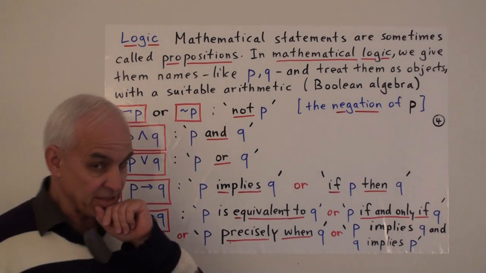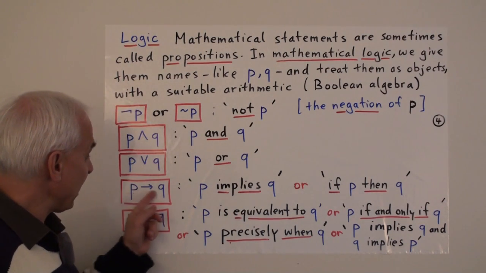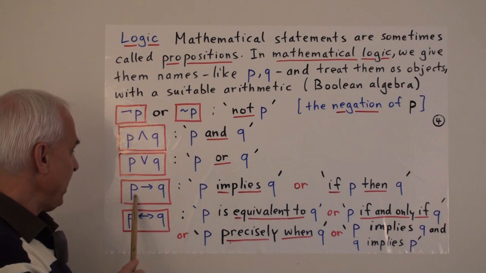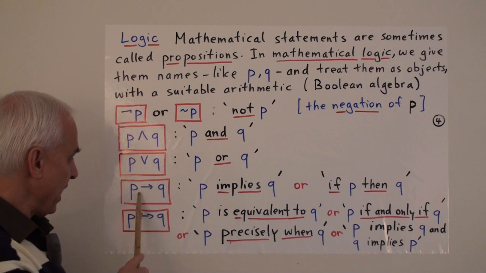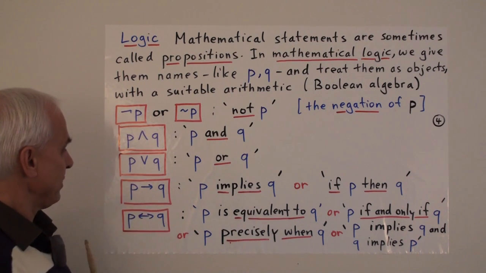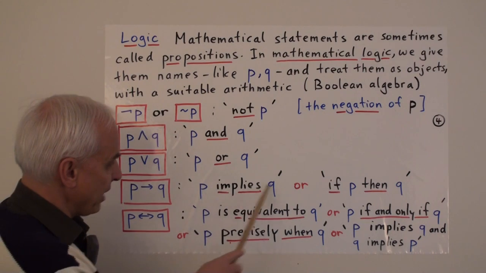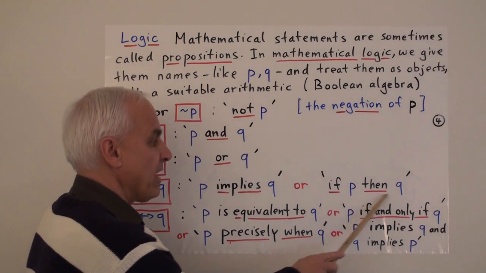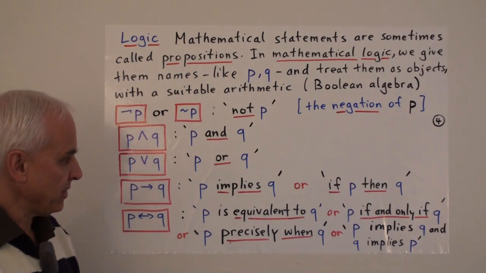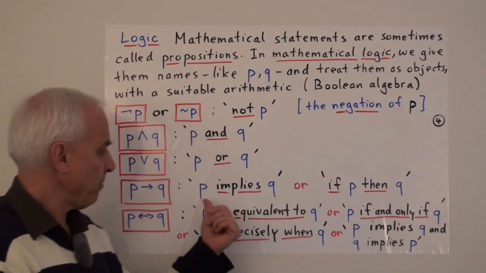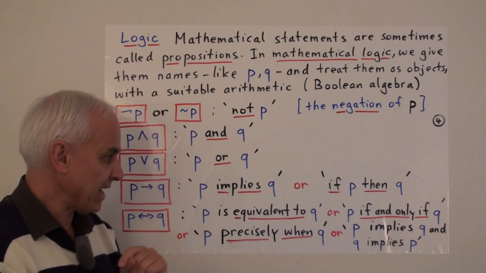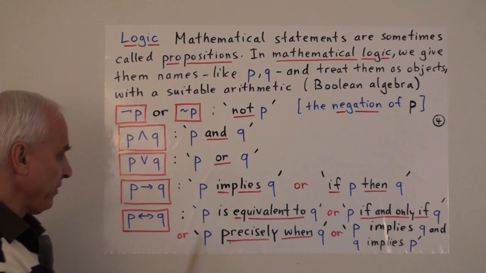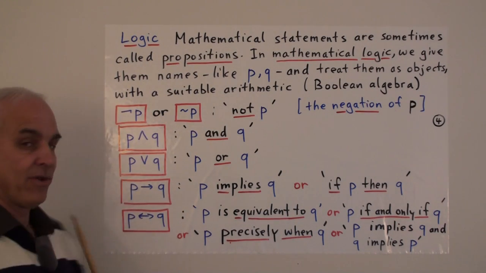Another way of getting a bigger statement is this important implication construction. We write P implies Q. This arrow is a new statement which is stated P implies Q, or another way of saying it, if P then Q. Right? So these two things mean the same thing. P implies Q means the same as if P then Q. And both of them are represented by this symbol.